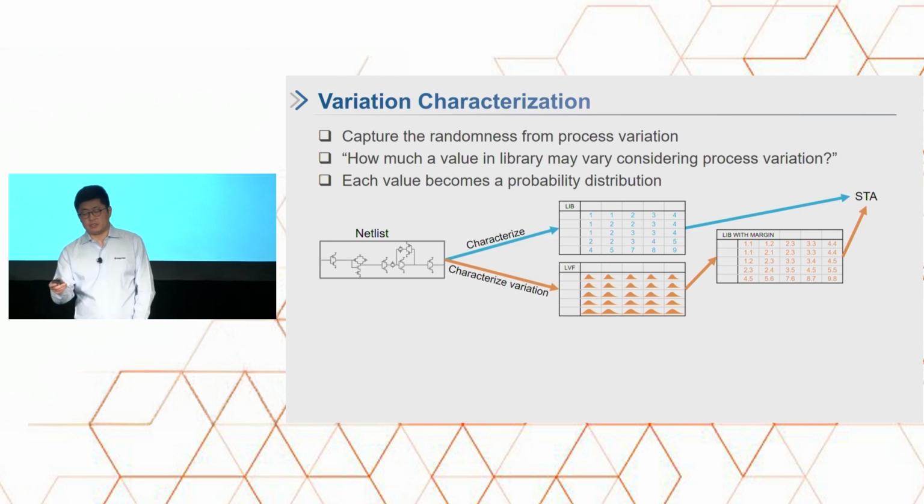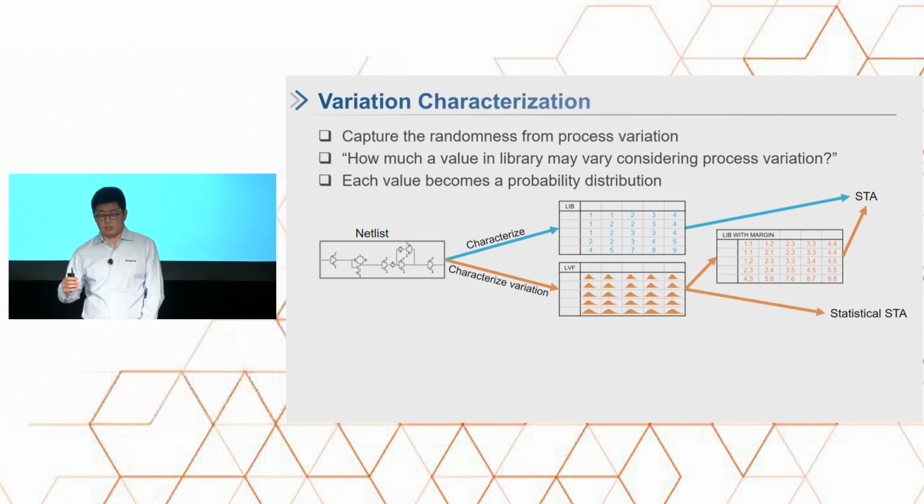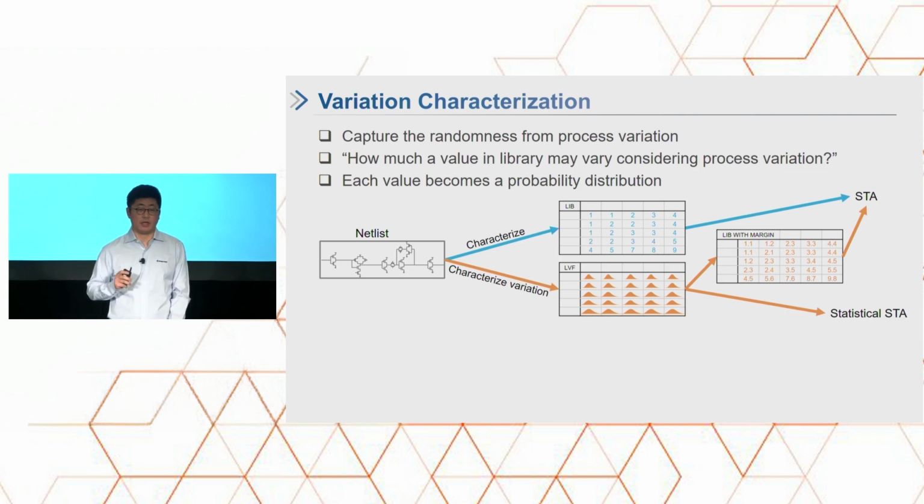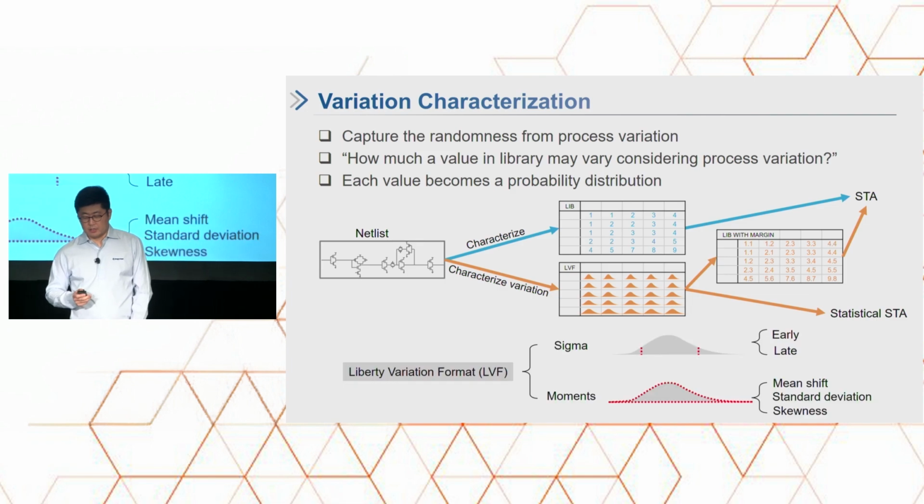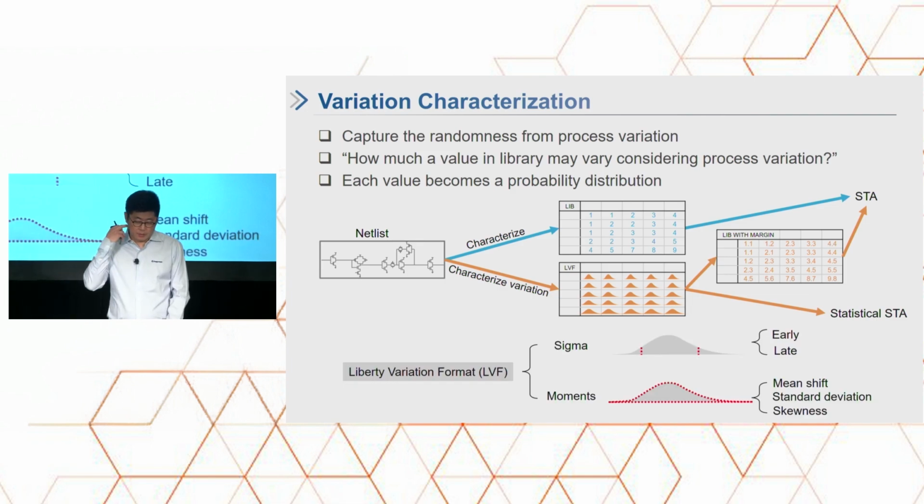And the way to use this data, of course, we can extract a certain margin out of this distribution and add it to the nominal values and then go back to the STA flow. Or this can be modeled in a separate way. So we basically describe this distribution somehow and use it in so-called statistical STA, which is more accurate considering the process variation. And this format is called Liberty variation format.